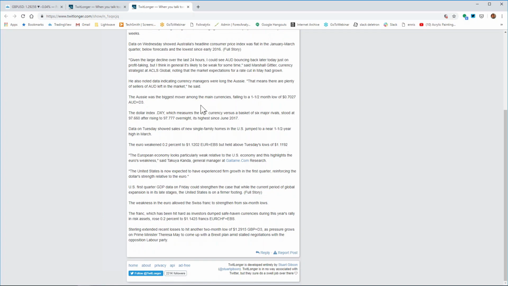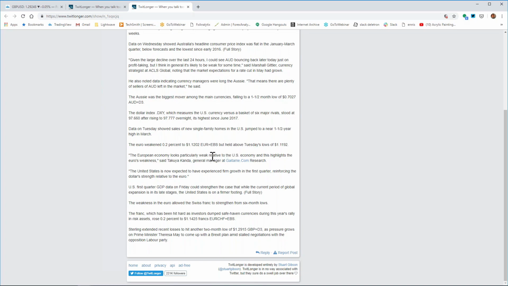The Aussie was the biggest mover of the main currencies, falling to 1.5-month lows at 70.27. The dollar index, which measures the U.S. currency versus a basket of major rivals, stood at 97.66. Data on Tuesday showed sales of single-family homes in the U.S. jumped to a near 1.5-year high in March.